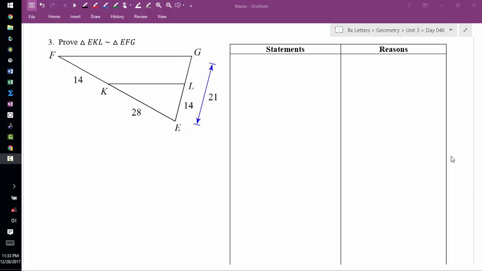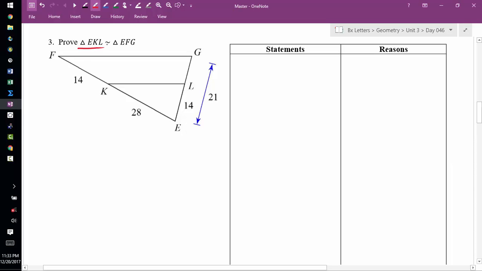Problem 3 is kind of the start of the new kind of proofs we've been doing, the ones that are less straightforward, more reliant on you providing some information. And this is one we learned in day 45. It's going to use what's called the reflexive property. And we'll get there when we get there.